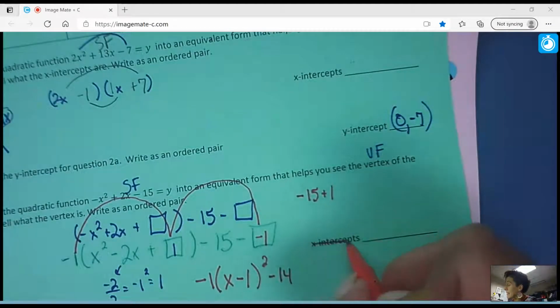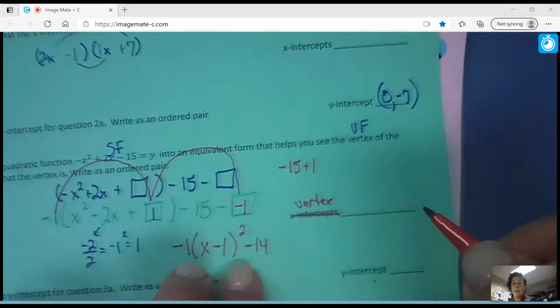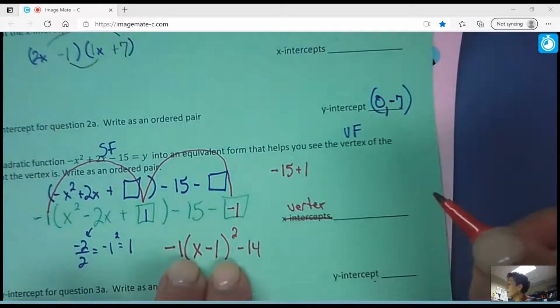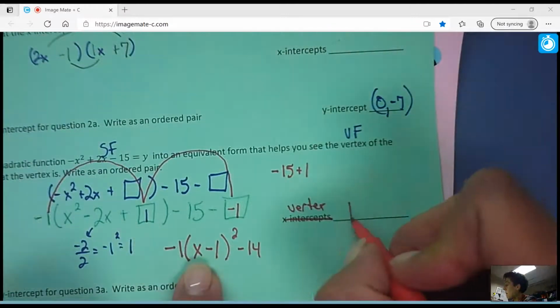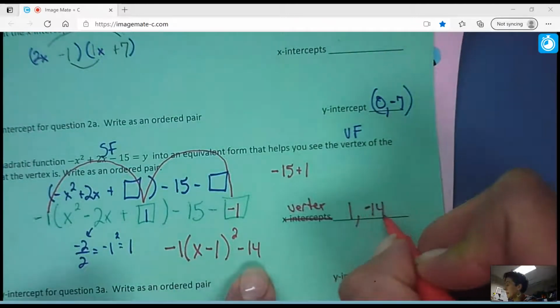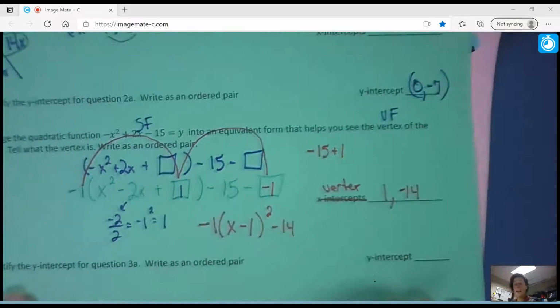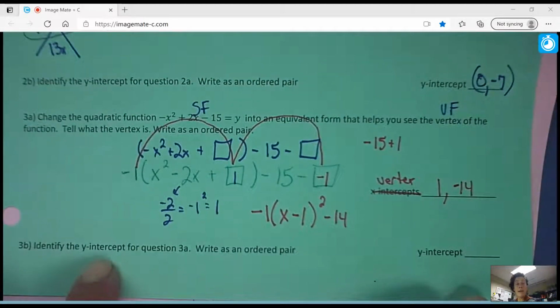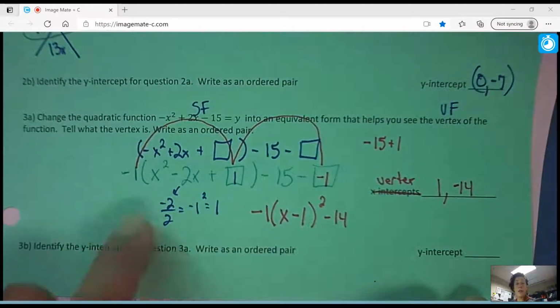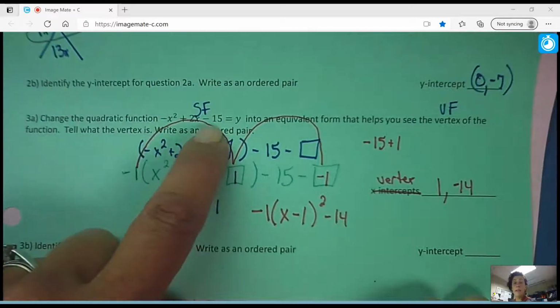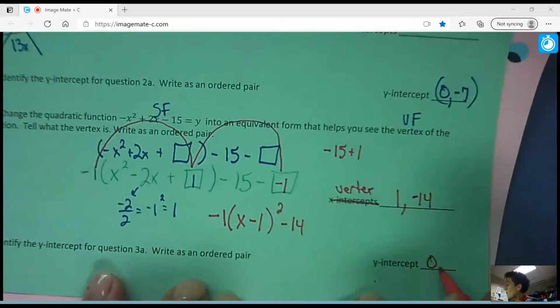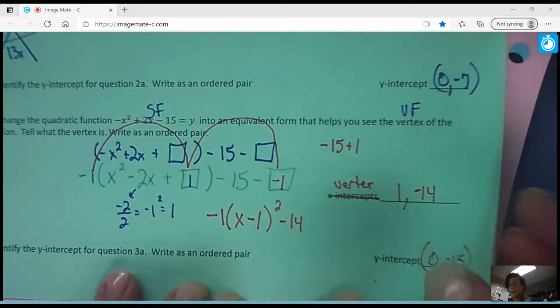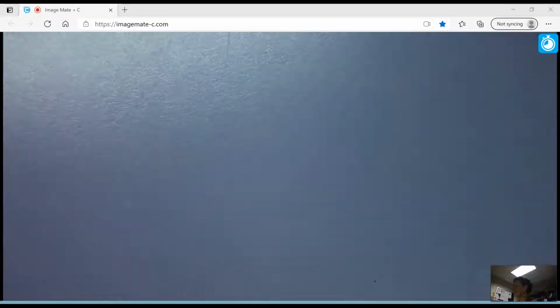And then this is a typo. It should say vertex. And so now I'm going to get my vertex, so it's going to be 1 and negative 14. And then, as before, we're going to go identify the y-intercept for question 3a. So going back to here, my y-intercept is 0, negative 15. All right, I have not forgotten about question 2a. We will come back to that at the very, very end.